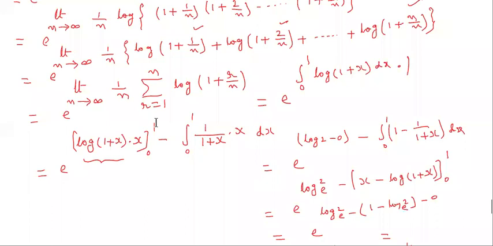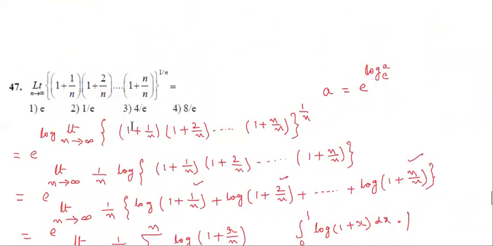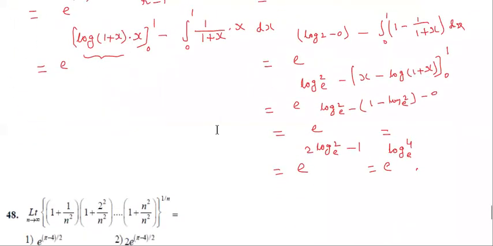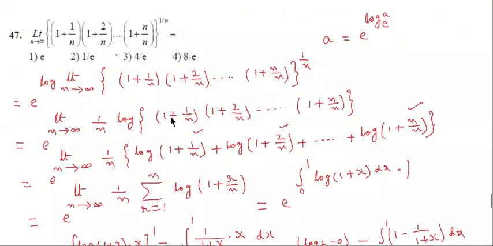By observing the answer we can calculate. What are the answers? e, 1 by e, 4 by e, 8 by e. Okay, do one thing. 1 we can write as log e to the base e. E power log a minus log b is log a by b. That means 4 by e to the base e. So e and base both are equal. Directly we get the answer 4 by e. This is the final answer. Students, see the options. The third option is correct.